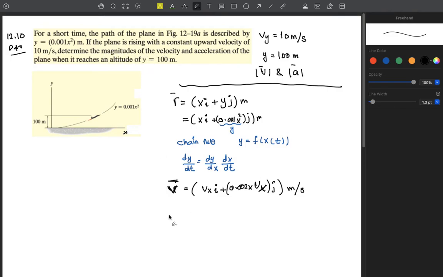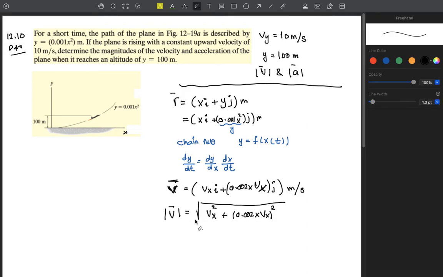We need the magnitude of the velocity. So the magnitude is simply equal to the root of the summation of the squared components. So this is the velocity in the x direction squared plus the velocity in the y direction. Now the velocity in the y direction is this term, everything before the j, this term. So this is 0.002 x Vx squared. Okay?